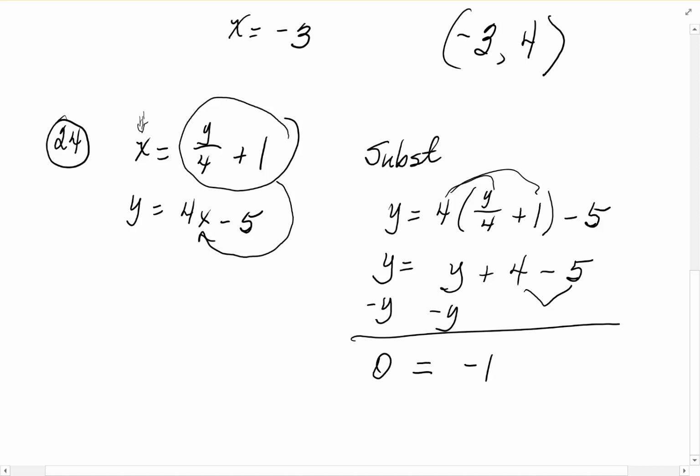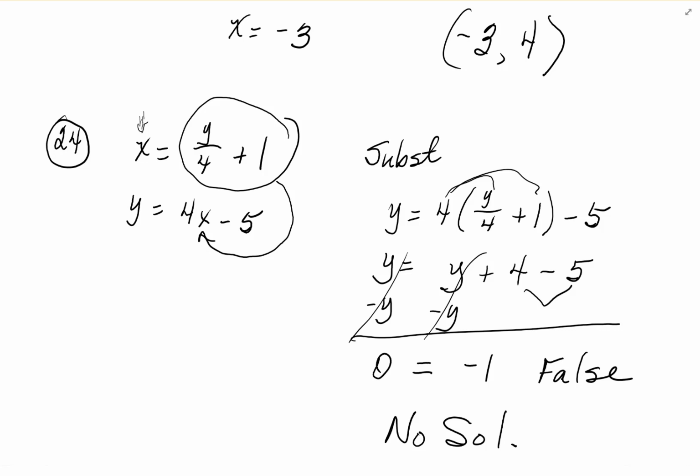When the variables drop out, after you've done the substitution and you're trying to solve, then you've got one of the two weird cases. When the statement that you have, with no x's and y's, is false, because 0 is never equal to negative 1, your answer is no solution. When it drops out and the resulting statement is true, like 5 equals 5 or 0 equals 0, then you have infinite solutions. Let me see if I can find one of those.